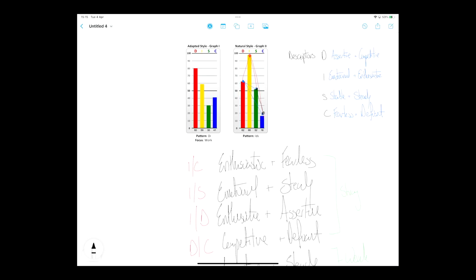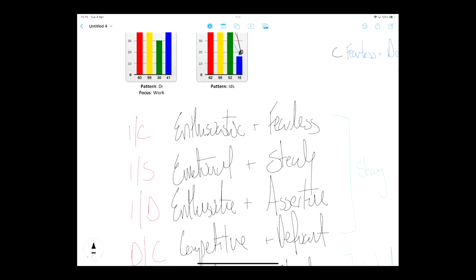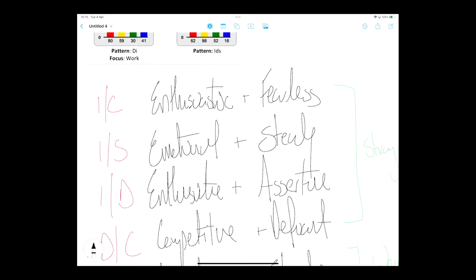So when you have a look at the relationship between the I factor and the D factor, the descriptive words include enthusiastic and assertive. This person's going to be very passionate about what they do. It's like a bottle of champagne that's been shaken up and it's about to explode. They're so enthusiastic and they're going to be very assertive.